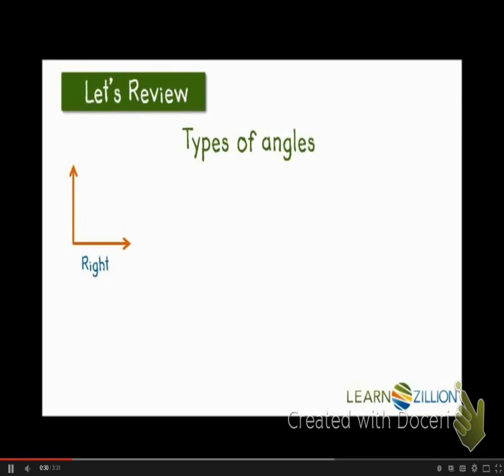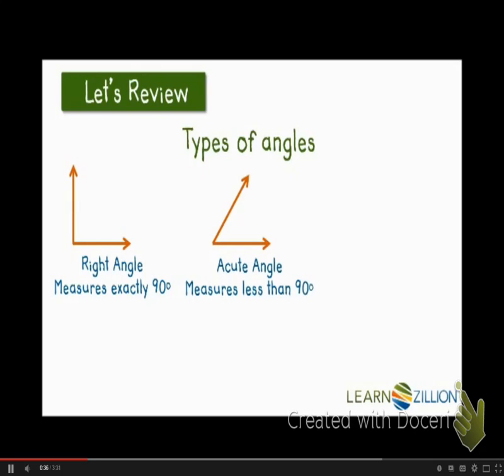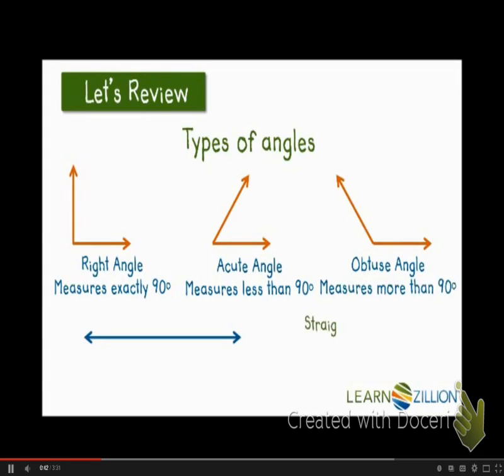There are right angles, which measure exactly 90 degrees, acute angles, which measure less than 90 degrees, obtuse angles, which measure more than 90 degrees, and straight angles, which measure exactly 180 degrees.